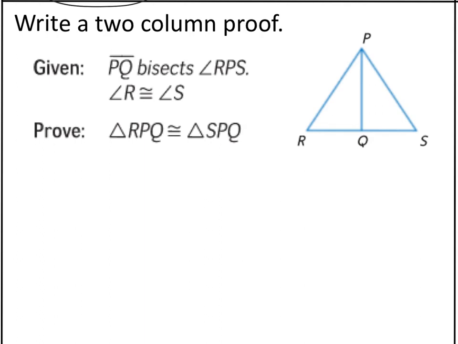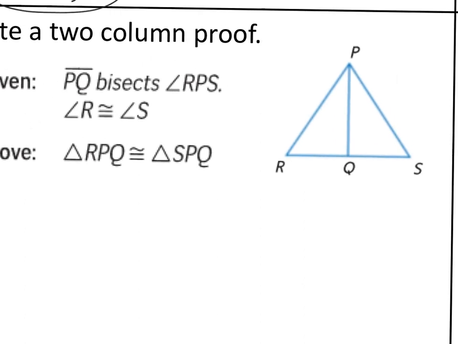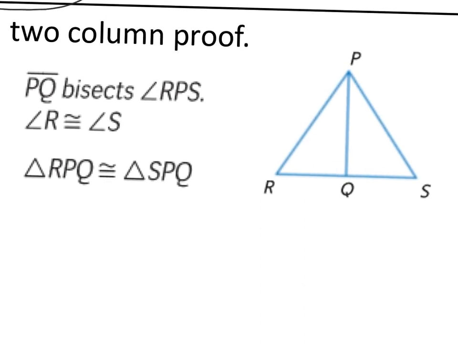Okay, so this last problem says write a two-column proof. Given that PQ bisects angle RPS and angle R is congruent to angle S, prove that triangle RPQ is congruent to triangle SPQ. So what I like to do is draw or label whatever is given on the image. So angle R is congruent to angle S, so I'll put a little curve here. And then PQ bisects RPS.